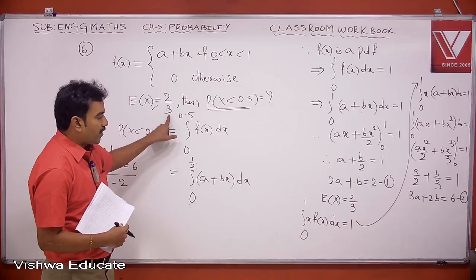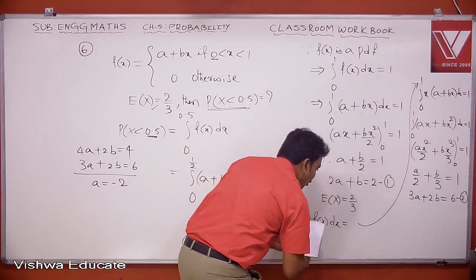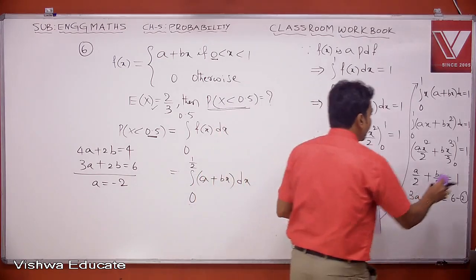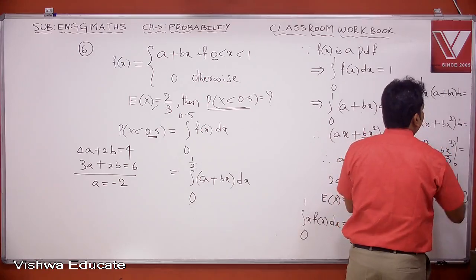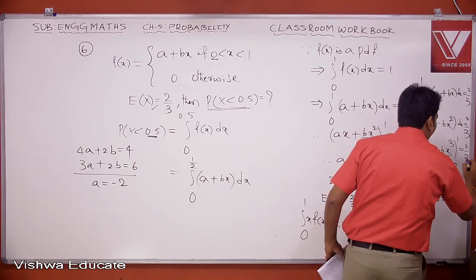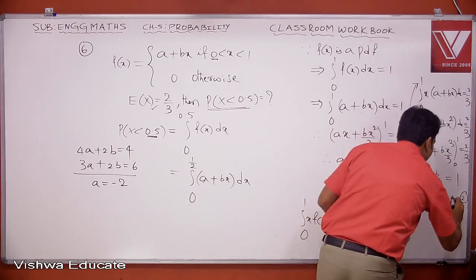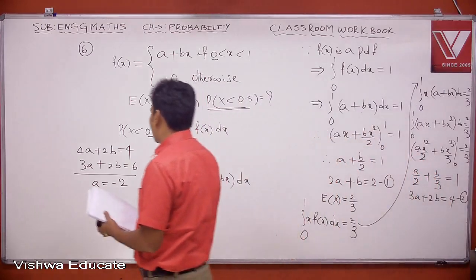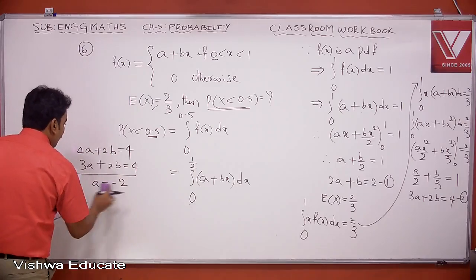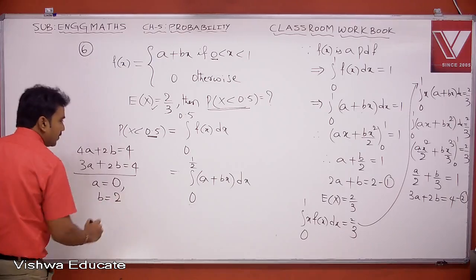Actual expectation of x is 2 by 3. So, here we wrote 1 in place of 2 by 3. This is 2 by 3. Now, therefore, this is a by 2 plus b by 3 equal to 2 by 3. When you multiply with 6, you will get 4. So, second equation is 3a plus 2b equal to 4. Now, subtract this. So, the value of a becomes 0. When a is 0, b becomes 2.